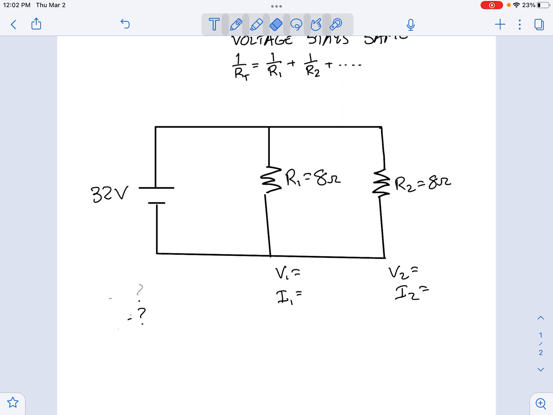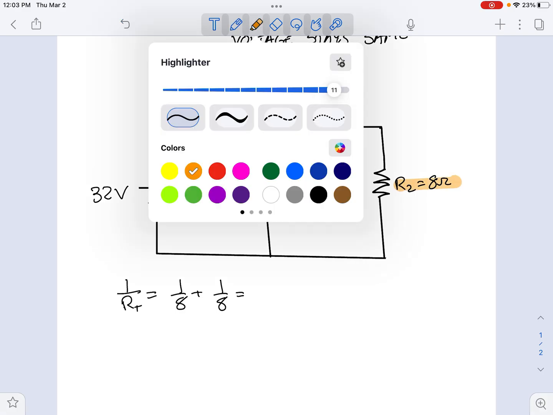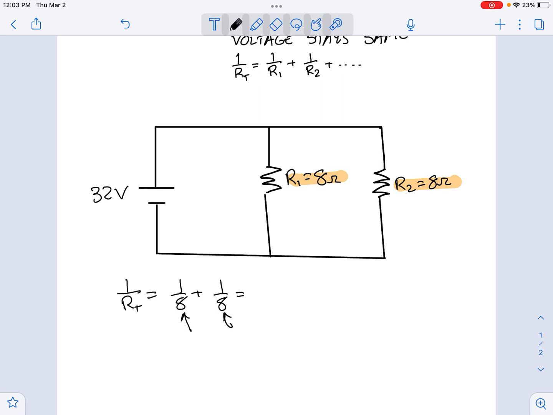Okay, so let's start with RT. I'm going to move kind of quick, but feel free to slow this down. So 1 over RT is equal to 1 over 8 plus 1 over 8, because that's our R1 and our R2, right? This is R1 and this is R2. So that's going to be 2 over 8, which is 1 over 4. So 1 over RT is equal to 1 over 4. We take the inverse of both sides, and we end up with RT is equal to 4 ohms.